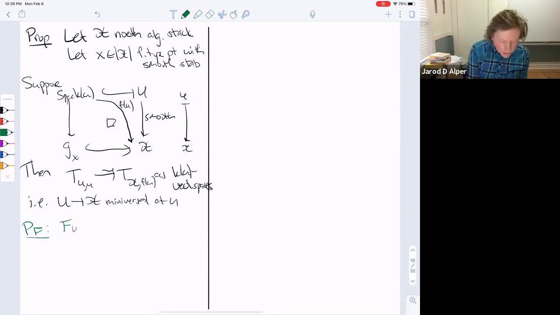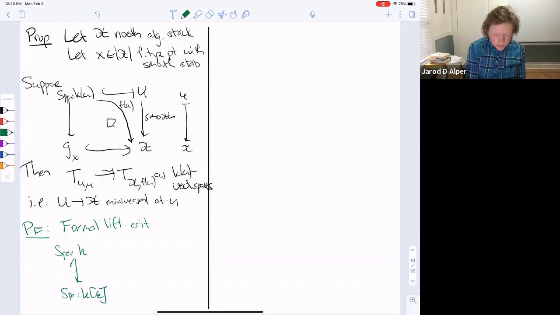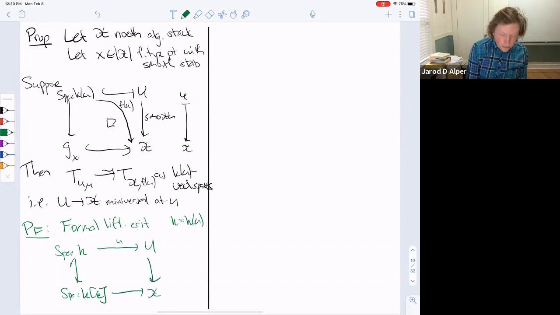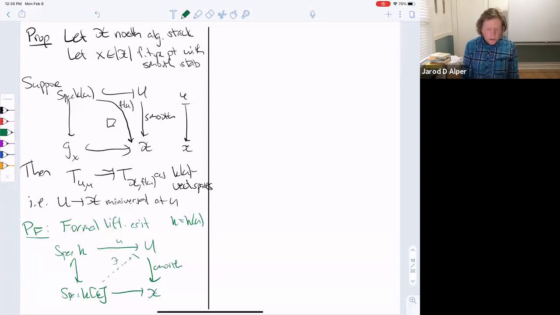If you think about what the formal lifting criterion says, just in the case of lifting tangent vectors, like if you apply the lifting criterion when your closed immersion was a field into the dual numbers, and this is the inclusion of say u, so we're taking k to be the residue field of u, the formal lifting criterion says that there always are lifts like this because this map is smooth. And what that means is that the tangent space of U surjects onto the tangent space at x. Right? It's exactly saying I can lift tangent vectors.